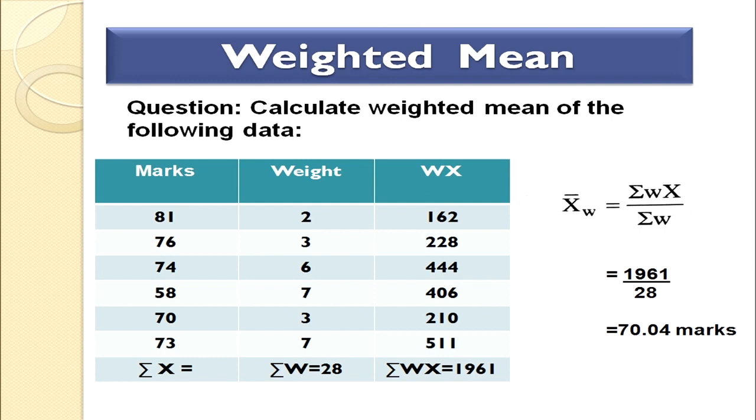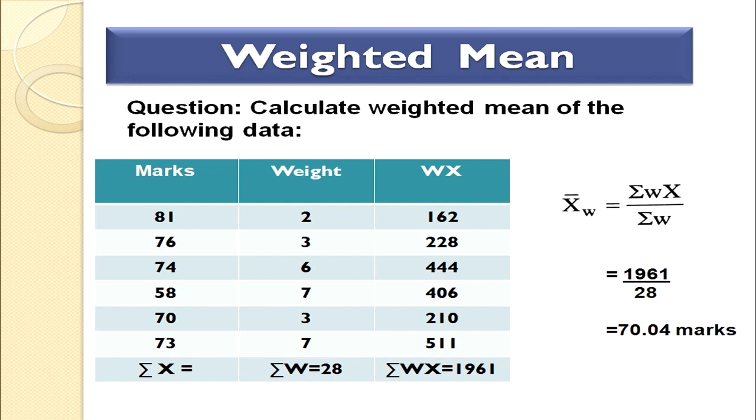We start with the first, 2 into 81, that gives 162. Next 3 into 76 gives us 228. Likewise 6 into 74 gives us 444. Then 7 into 58 gives us 406. 3 into 70 gives us 210, and then 7 into 73 gives us 511. Now students, we sum up the Wx column and we get 1961. Likewise, we sum up the W column, that means the weight sum, that is 28.